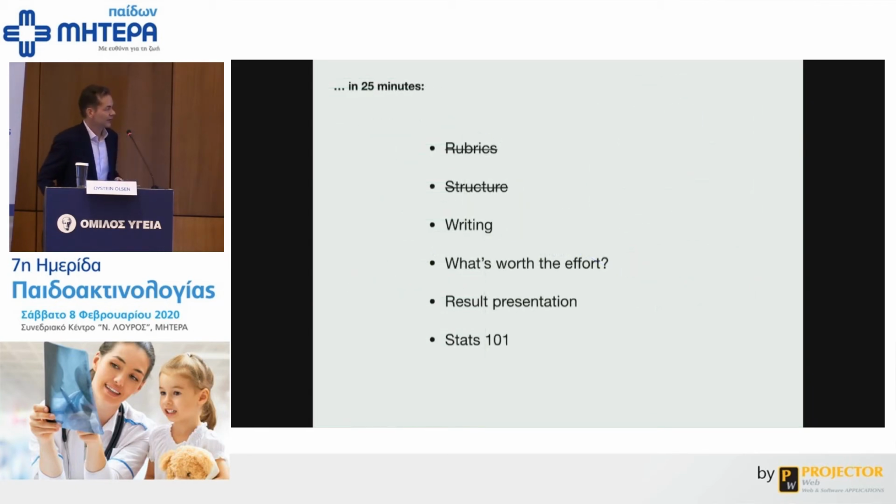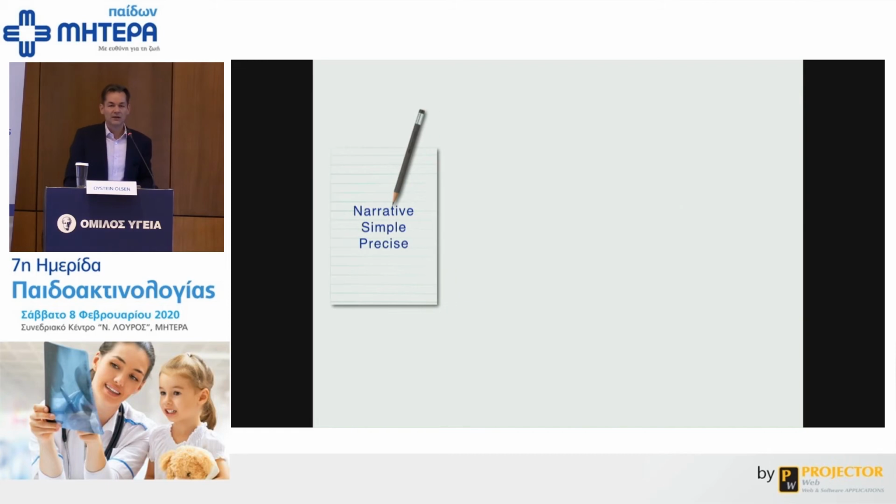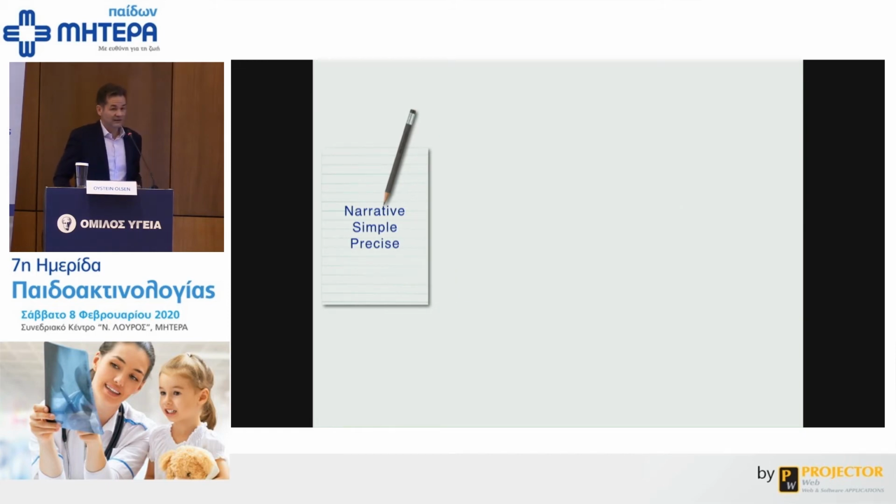Done. Structure done. Writing. How do we write? Okay. 3 keywords for writing. It has to be narrative, so you have to tell a story, because it's much easier for the reader and for the editor and the reviewers to follow. Okay? Tell a story. Be simple. Very simple. Short sentences. Simple words, and precise. If a word can have many meanings, it's the wrong word. You have to use the word that is precise. That means precisely what you mean to say. And I will give some examples of all 3.